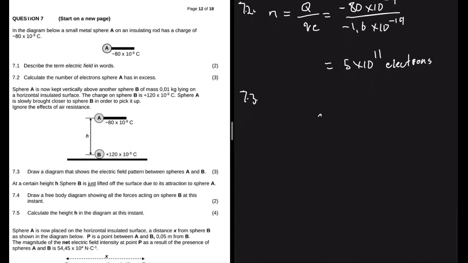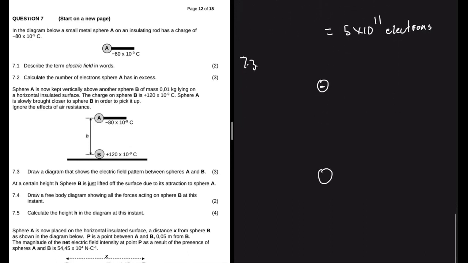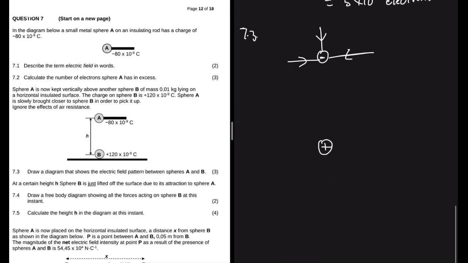So sphere A is negative, let's put it here, and then down here let's have sphere B, which is positive. So the electric field on sphere B, which is positive, will be pointing out, while the electric field on sphere A, which is negative, will be pointing towards itself. So let's have something like that. For sphere A, the electric fields are pointing towards it, and for sphere B, the electric fields are pointing out. And spheres A and B will attract each other.